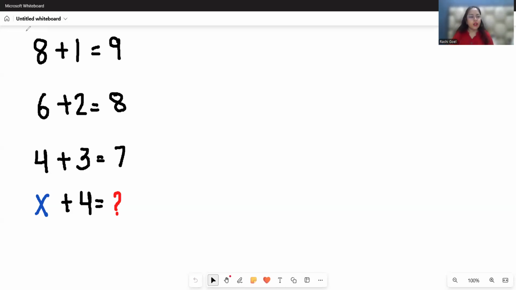8 plus 1 equals 9. Okay, that's correct. 6 plus 2 equals 8. 4 plus 3 equals 7. Then x plus 4 equals what? So from this pattern, we have to find the value of x and the question mark. So can you find the number that fills this logical sequence?